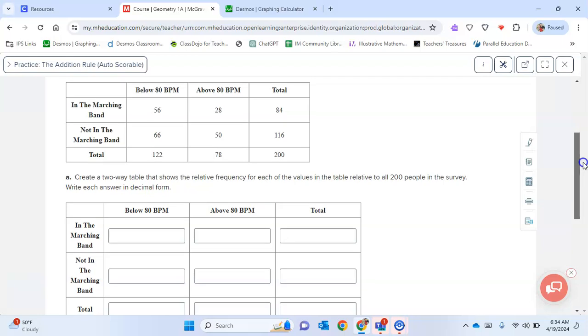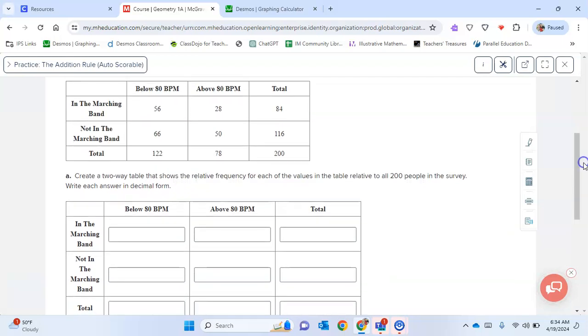All right, so the first one, in the marching band below 80, would be 56 out of 200. We would cut it in half to make it out of 100, which would give us our decimal. Half of 56 is 28, so 28 divided by 100 is 0.28. All right, the next one is 66, so that's 0.33. Half of 66 is 33 divided by 100 is 0.33.